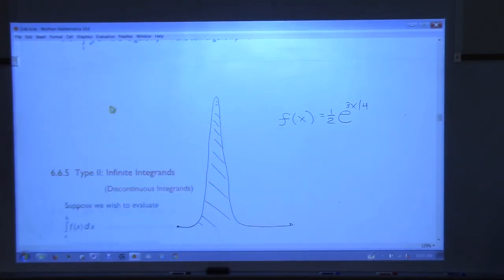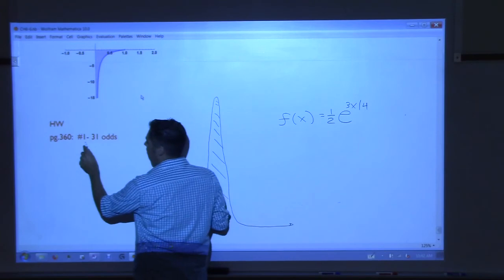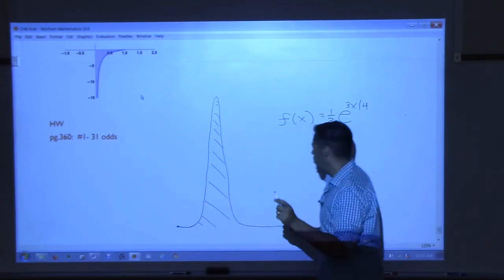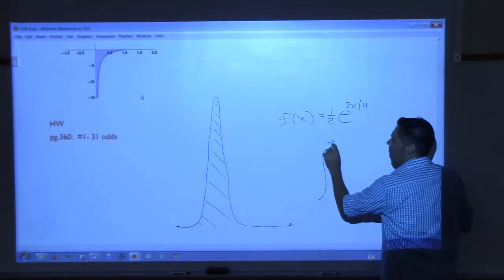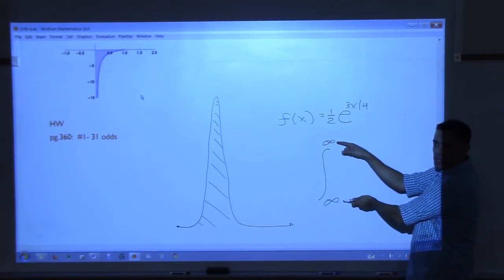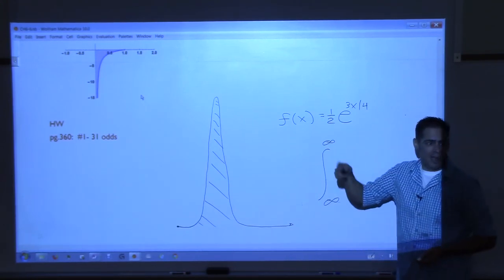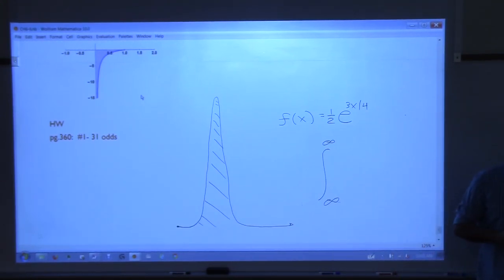For your homework for this section, since I know you want to get started, look at problems 1 through 31 odd. Only do the problems that have infinities in the limits of integration. If the problem does not have an infinity here or here, skip it. That's type 2, and we're going to do that next class. All right?